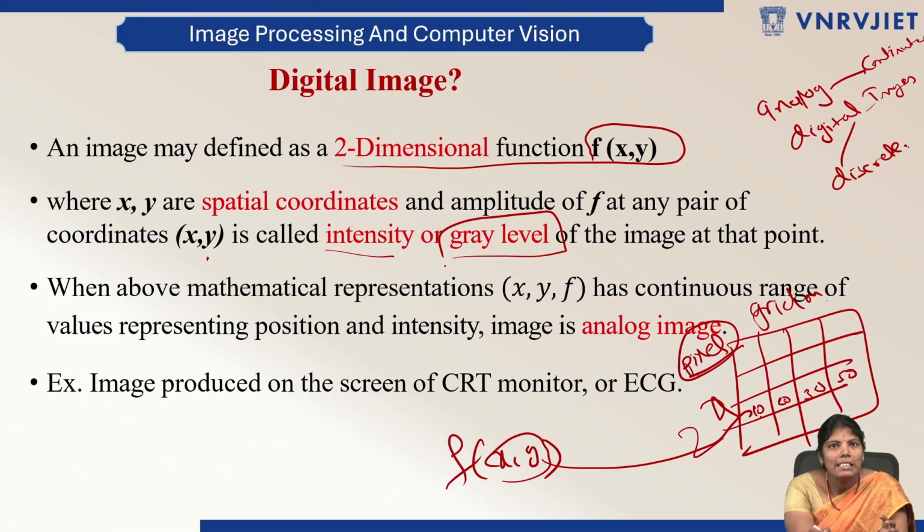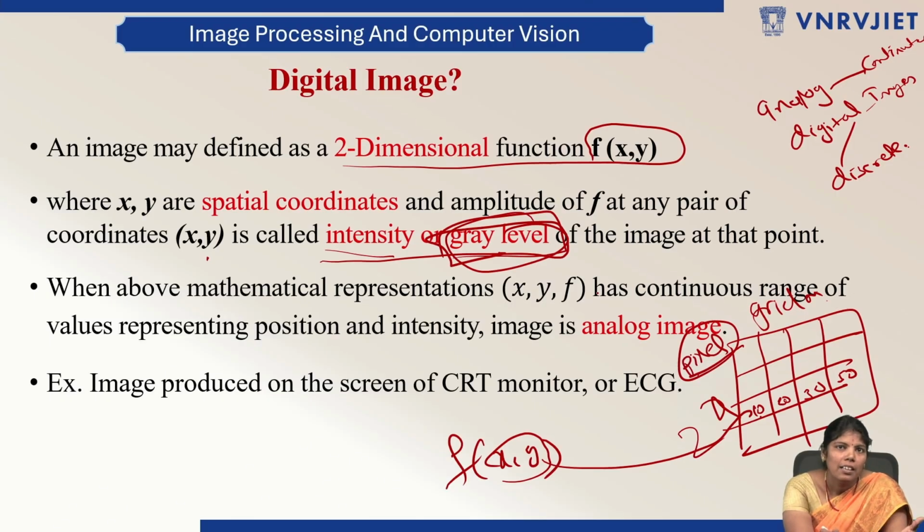Okay, intensity means how bright it is. The value of that particular pixel shows the color value. What is the brightness that particular location has? That is nothing but the intensity or gray level, or you can say the color value of that particular pixel. So generally we represent the function f of x comma y. And we have analog images and we have digital images.